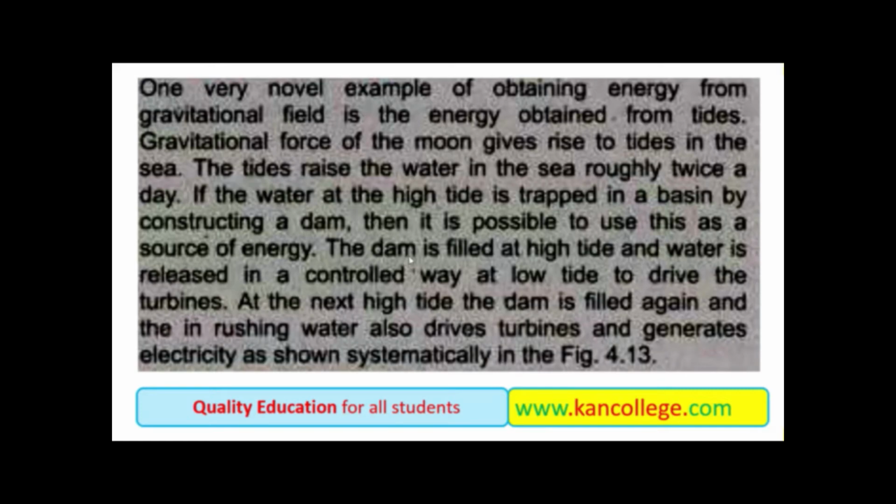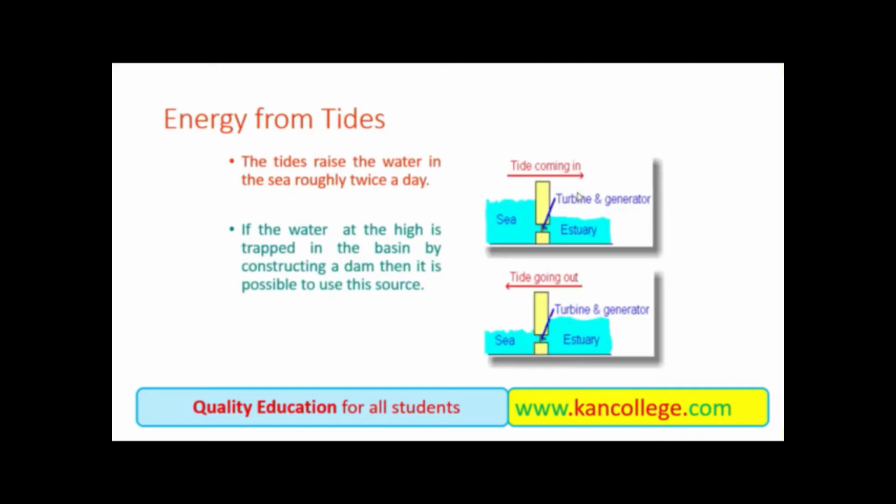So the dam is filled at high tide and the water is released in a controlled way at low tide to drive the turbines. At the next high tide, the dam is filled again and the rushing water also drives turbines and generates electricity, as shown schematically in the figure. So the tides raise the water in the sea roughly twice a day, and if the water at the high tide is trapped in the basin by constructing a dam, then it is possible to use this source for generation of electricity.